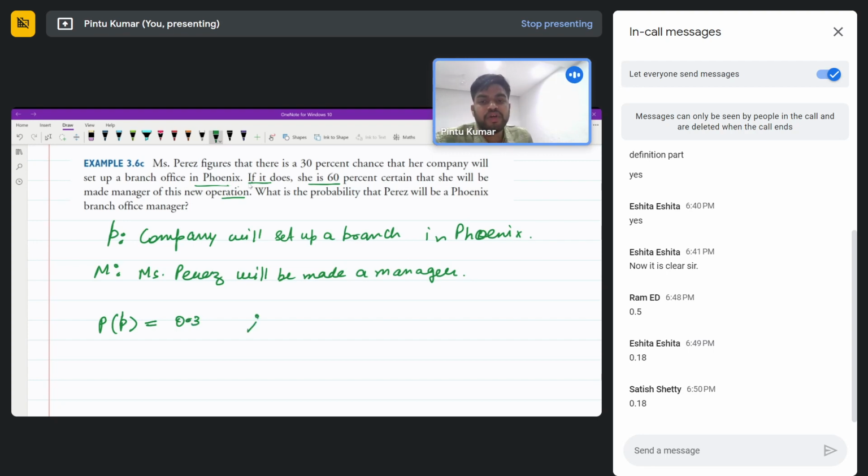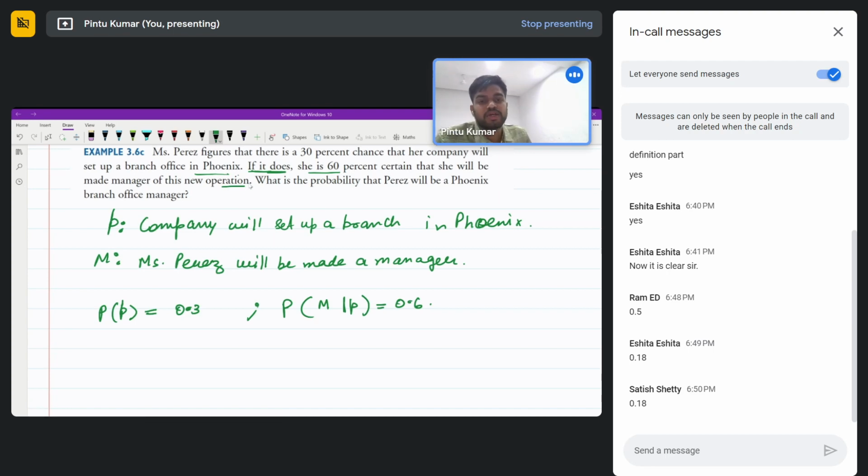And if it does, that means you are given that the company has already opened a branch in Phoenix. So the given condition here is that the event that has already occurred is P, then there is a 60% chance that she will be made the manager of the new operation. So this is the probability of M, given that the branch is opened in Phoenix. So this is 0.6. And what is asked? The quantity asked is the probability that Perez will be a Phoenix branch office manager, that is, the probability of a branch being opened there and she being made the manager. So this is the question mark.